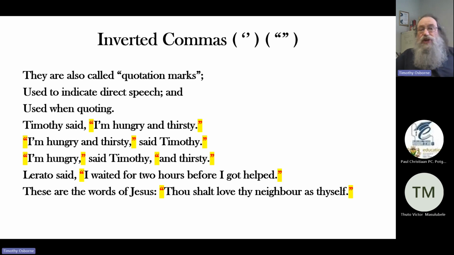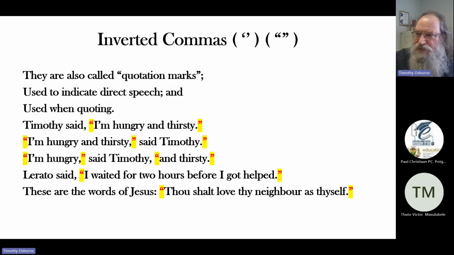Right, they're also called quotation marks. Well, duh, they're used for quoting, but we'll look at that. Used to indicate direct speech and used when quoting. There we are.